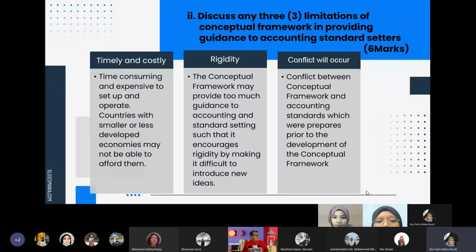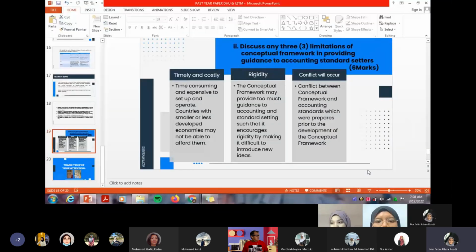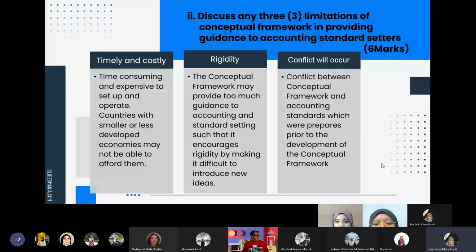First one is timely and costly. It is time consuming and expensive to set up and operate. Countries with smaller or less developed economies may not be able to afford that. Second, rigidity. The conceptual framework may provide too many guidelines to accounting standard setters such that it encourages rigidity by making it difficult to introduce new ideas. Last one is conflict. Conflict will occur between the conceptual framework and accounting standards which were prepared prior to the development of the conceptual framework.